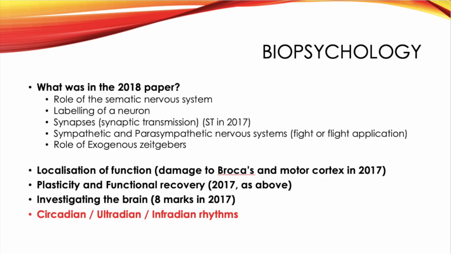So you've got the parietal, the temporal, the frontal and the occipital, as well as your language areas, so Broca's and Wernicke's areas. As I've noted here, damage to the Broca's and motor cortex did come up as an application question in 2017, so perhaps less likely, but of course we don't know what AQA want to do. You've also got plasticity and functional recovery, so again, as I've noted, this came up in the 2017 paper alongside the damage to Broca's and motor cortex, so that was a question following on from that.